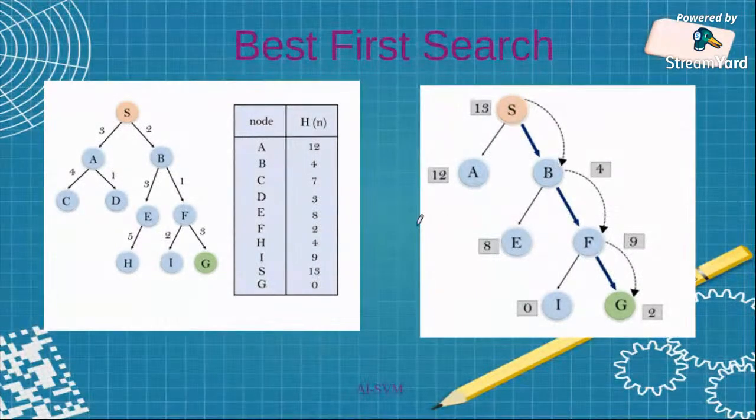And once we come to B, we see: should we go to E or F? Then look at what E is. E is saying 8, F is saying 2. Therefore it makes sense to go to F. So we go to F.